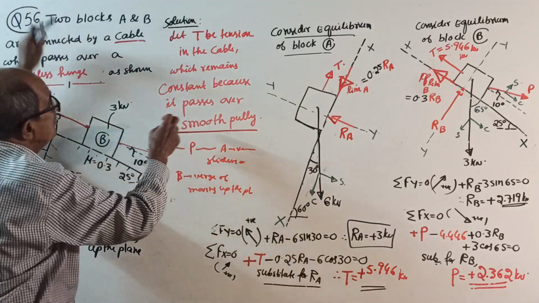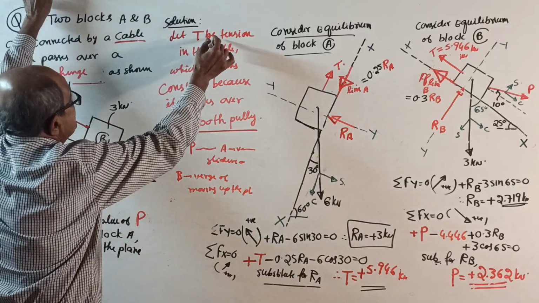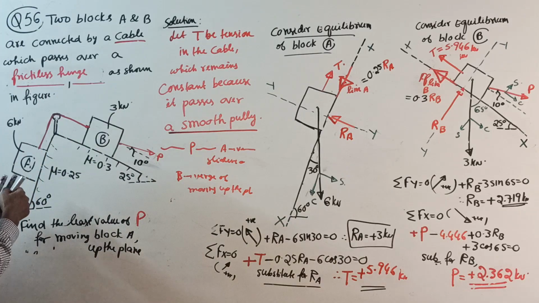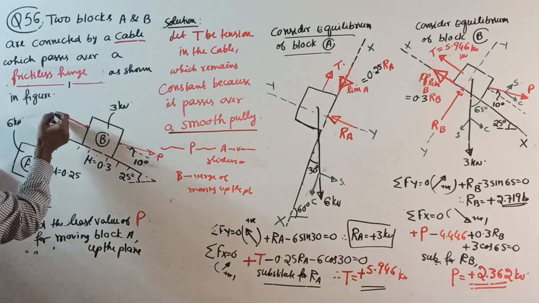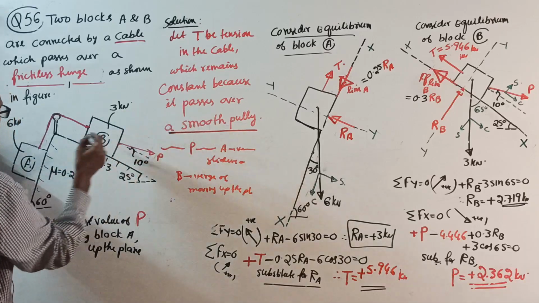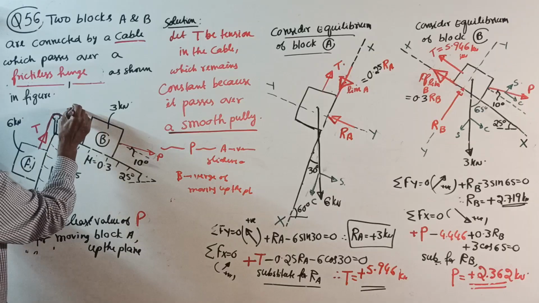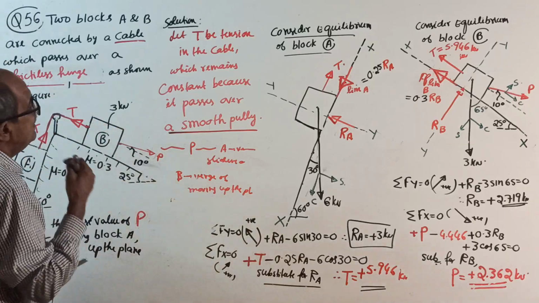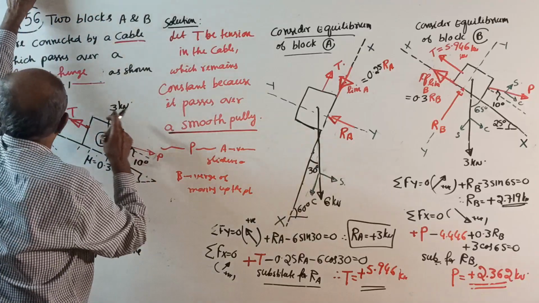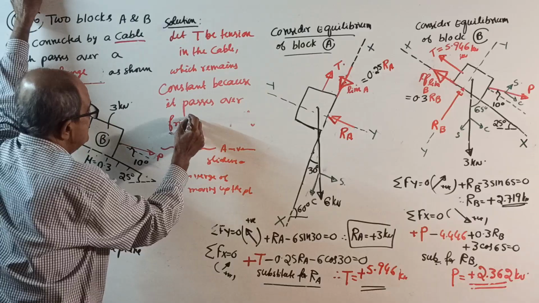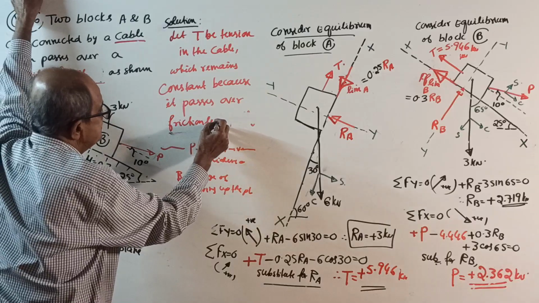Now, let me put the sketch once again, and this time show tension. See, right here, this is a smooth pulley. Show tension here, tension T. If this is T, this is also T. Write it here. Whatever statement is given, it passes over a frictionless hinge.